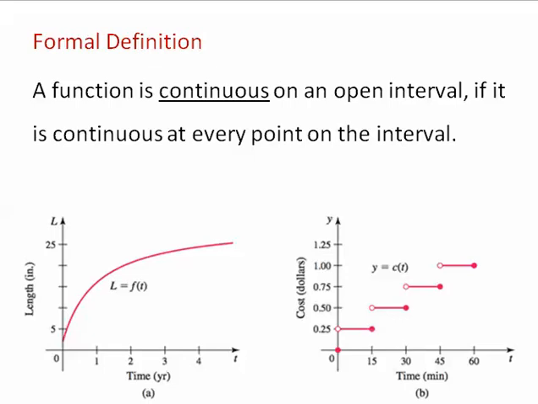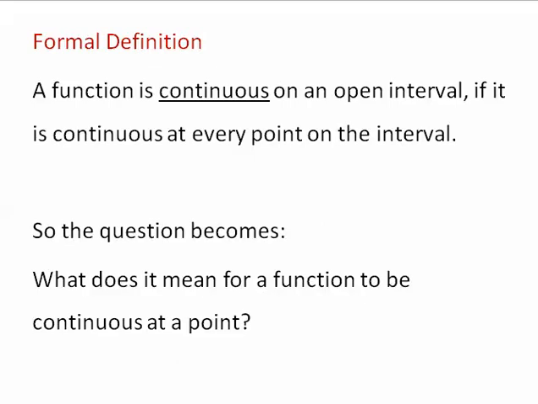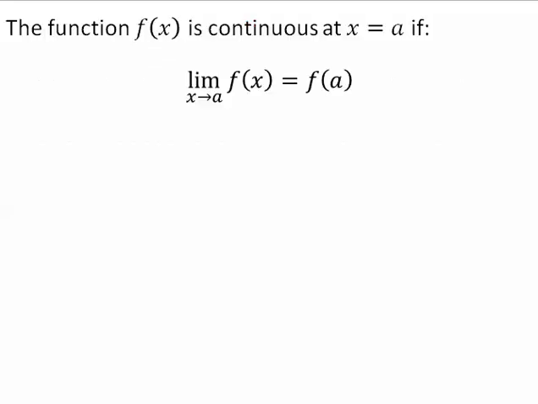So, if a function is continuous on an open interval if it is continuous at every point on the interval, the question becomes, what does it mean for a function to be continuous at a point? Well, what it means is that the limit of the function as x reaches that value a is equal to f of a. So a function f is continuous at a if the limit as x gets close to a of the function is equal to the actual value of the function at a.